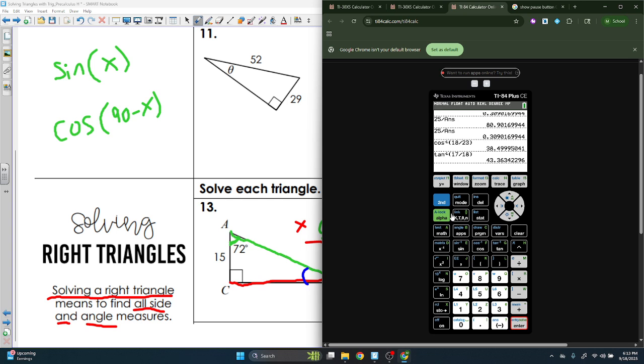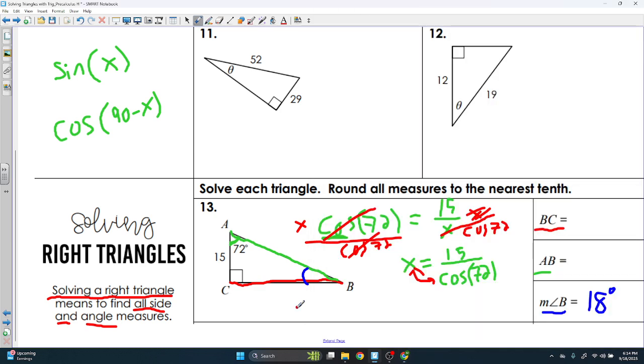So 15, let's do alpha x. 15 divided by cosine of 72. 48.541. Whoops, this should be in green. 48.541. Okay, and then I'll just use the space above to do the last one. So I'll just kind of go into this area here.